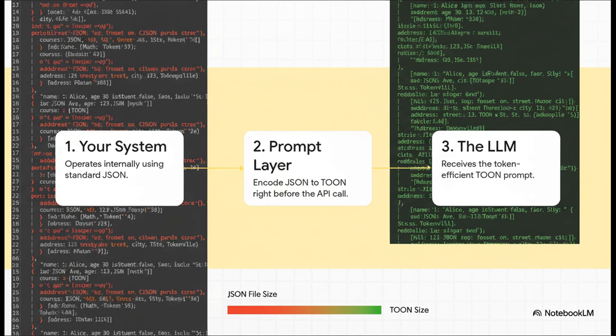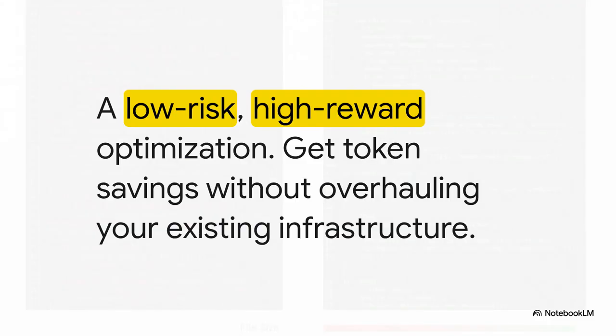The intended workflow is actually really simple and non-disruptive. You keep using JSON for your database, your internal services, all your APIs. Then, at the very last moment, at the prompt layer, right before you send the data to the LLM, you perform one single encoding step. That's it. This approach makes adopting it a low-risk, high-reward optimization, not some massive, scary migration project. You get all the benefits of token efficiency without having to tear down and rebuild your existing infrastructure.